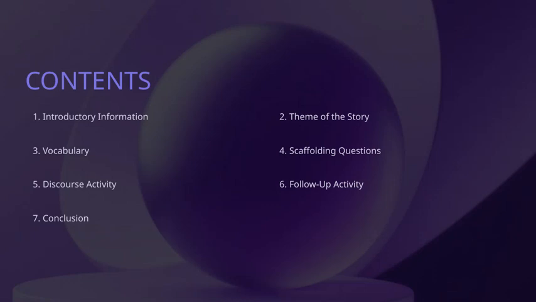Now, let's take a closer look at the contents of this presentation. As you can see, the main points are numbered for easy navigation. Starting with number 1, we have introductory information, which sets the stage for what's to come. Then, moving on to number 3, vocabulary, where we focus on key terms that will help us understand the material better. Next is number 5, discourse activity, which involves engaging with the content actively. Following that, number 7 is the conclusion, where we wrap things up and review what we've learned.